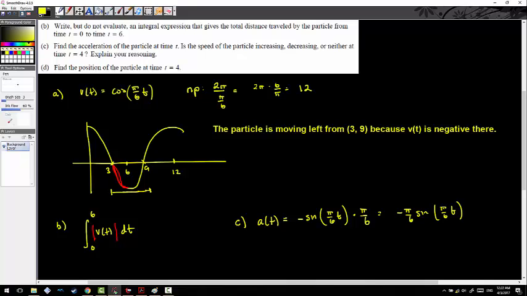However, what they want to know is whether the speed of the particle is increasing, decreasing, or neither at time equals 4. We've got to explain our reasoning. So it's not enough that I would just find a of t. I need to find a of 4.